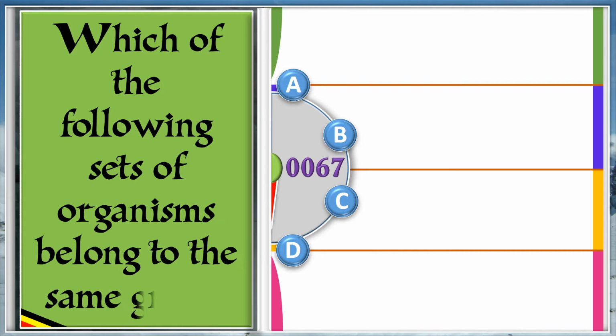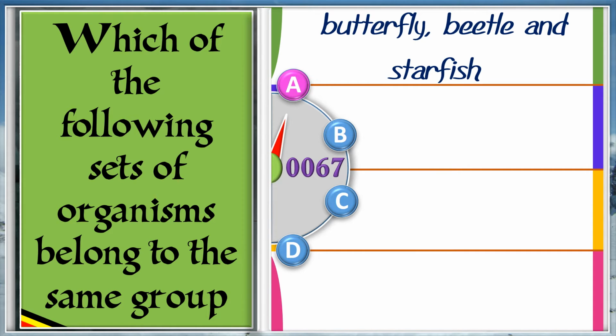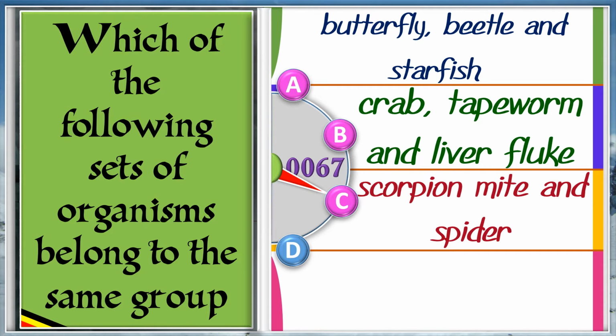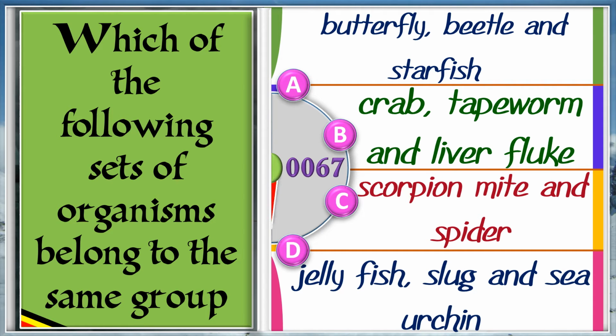Which of the following sets of organisms belong to the same group? A. Butterfly, beetle, and starfish. B. Crab, tapeworm, and liver fluke. C. Scorpion, mite, and spider. D. Jellyfish, slug, and sea urchin. And the answer is C. Scorpion, mite, and spider.